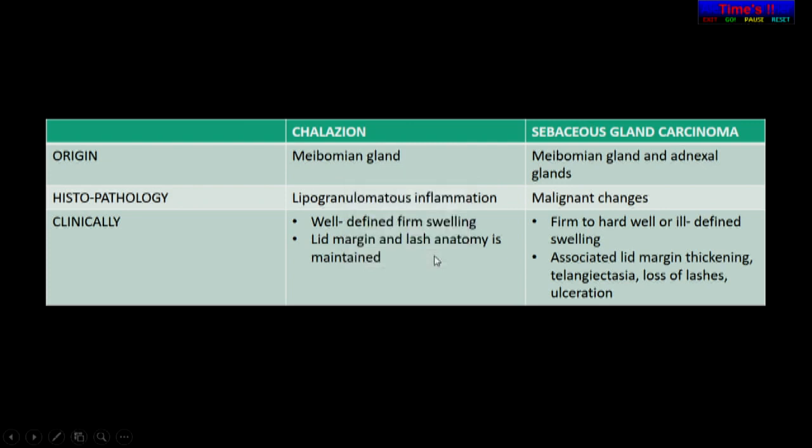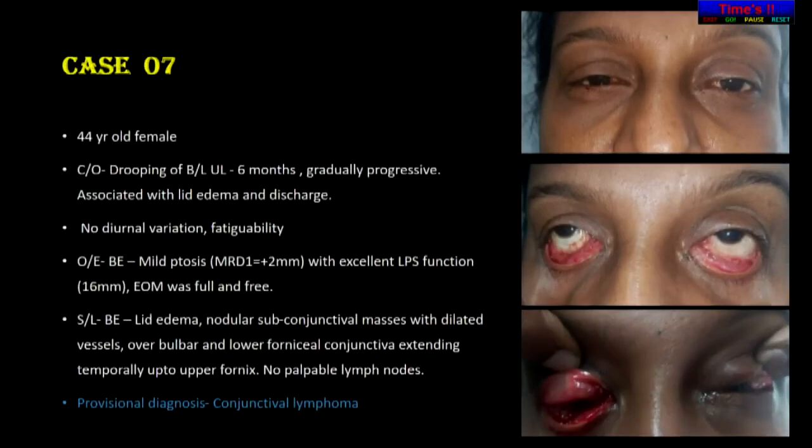Okay, so this is the difference between the chalazion and the sebaceous gland carcinoma. The yellowish nodules with effacement of the lid margin and meibomian glands is very characteristic of a meibomian gland carcinoma.